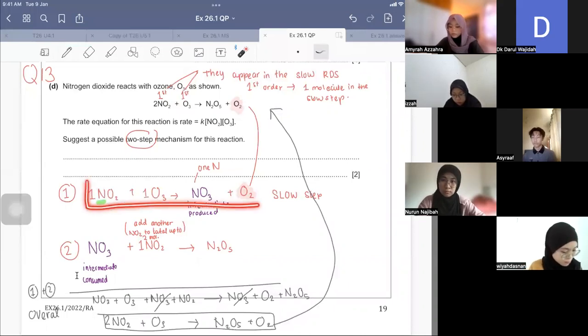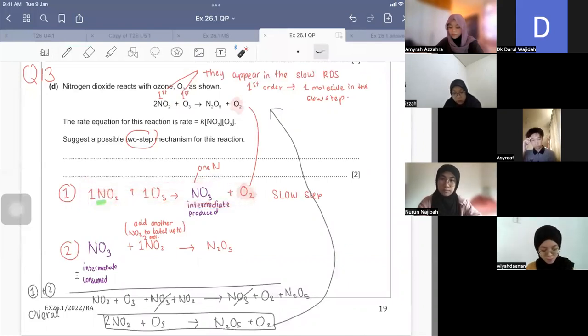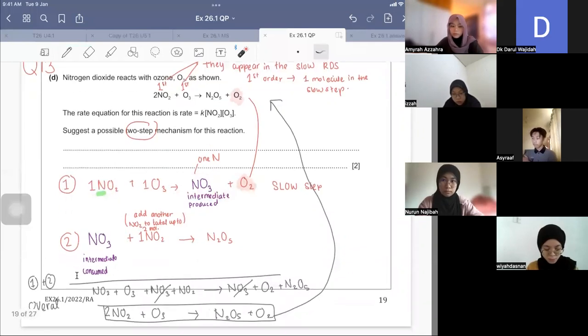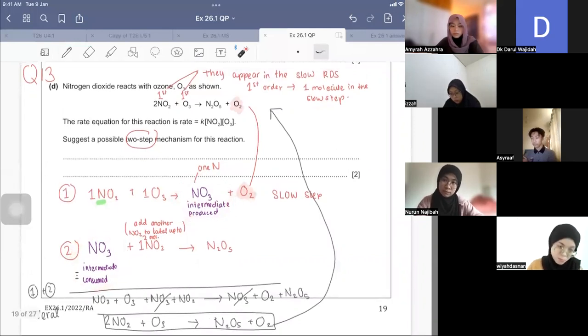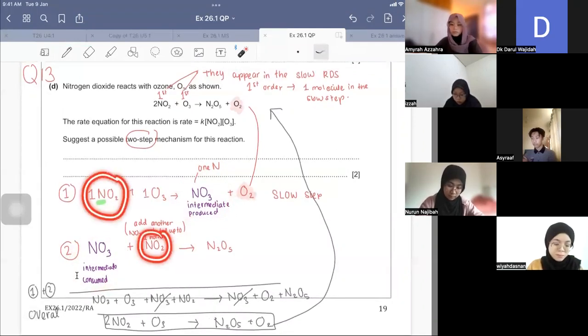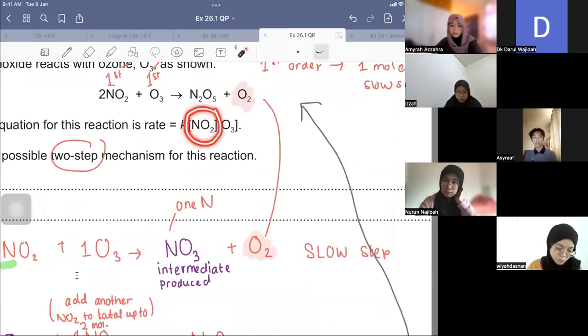The first step, the slow step, is 1 mole of NO2 plus 1 mole of O3 to form NO3 plus O2. The second step, NO3 will be consumed, your intermediate, that's to cancel out your intermediate, plus another molecule of NO2. If you're wondering, why don't I just add 2 NO2 in the first step? Yeah, because that makes it easy, right? I get it done. Now, if I put 2 molecules of NO2, this means that the NO2 is second order, but my NO2 is first order.